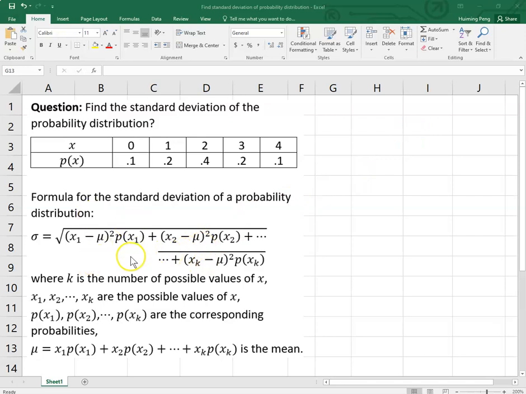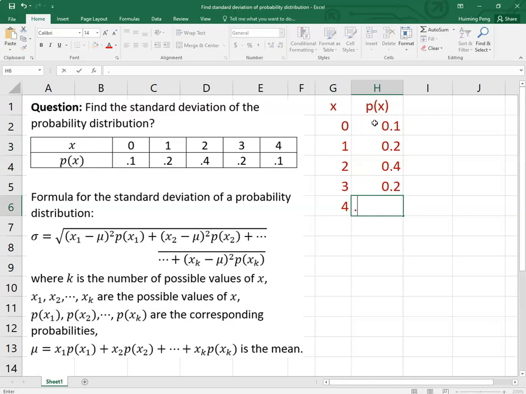We need x and p(x), so let me put the data in to find mu first. Let me put x here, and let me put p(x) here. What is x? 0, 1, 2, 3, and 4. The corresponding probabilities are 0.1, 0.2, 0.4, 0.2, and 0.1.